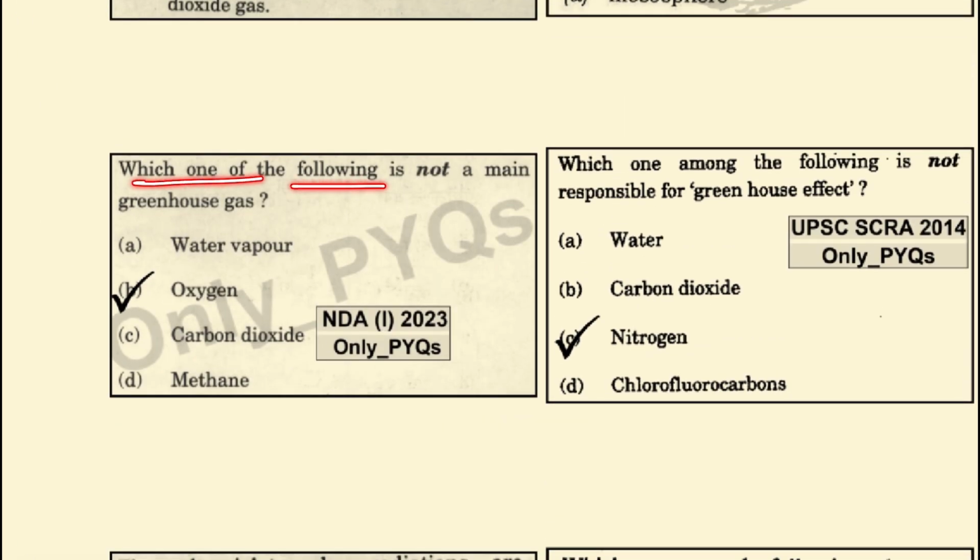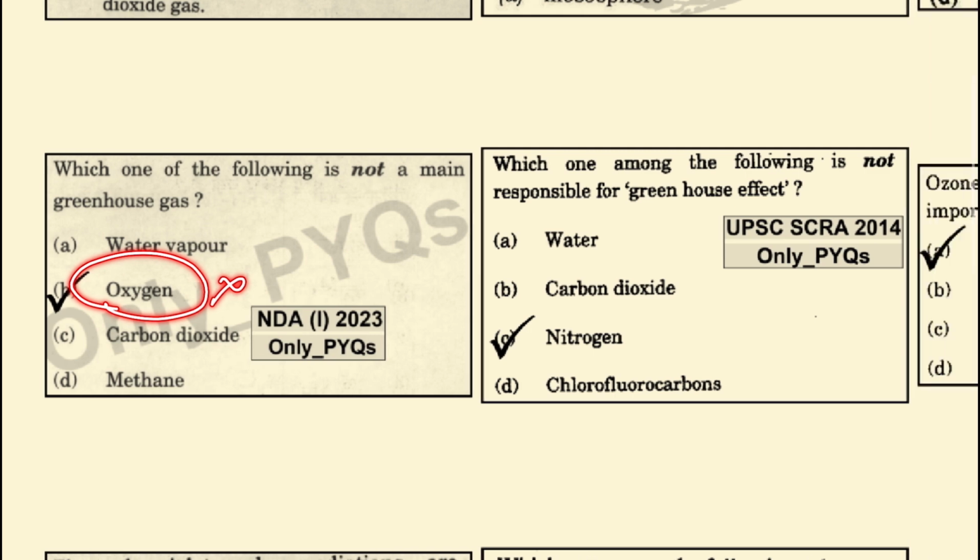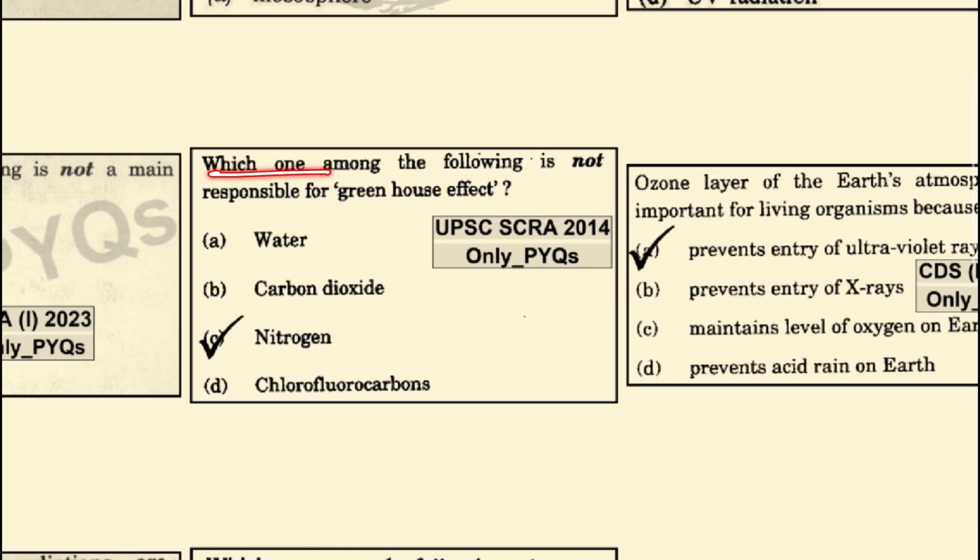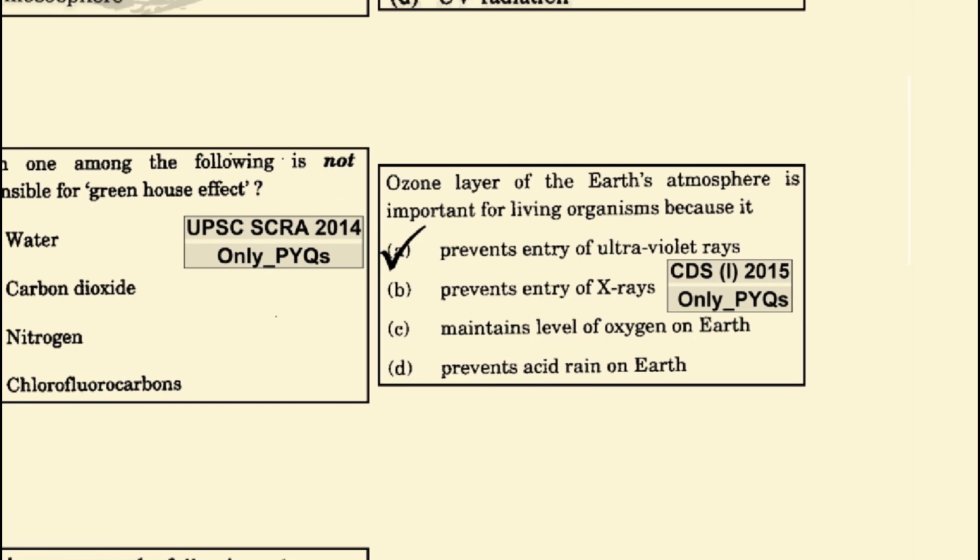Which one of the following is not a main greenhouse gas? Water vapor, carbon dioxide, methane are greenhouse gases, whereas oxygen is not. Which one among the following is not responsible for the greenhouse gas effect? It is the nitrogen which is not responsible for the greenhouse gas effect, whereas water, carbon dioxide and the chlorofluorocarbons are responsible for the greenhouse gas effect.